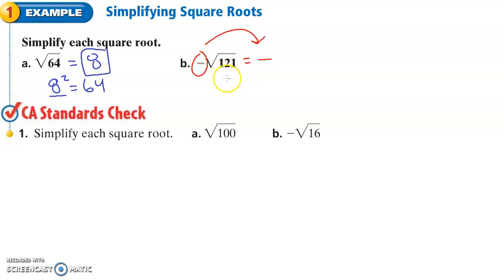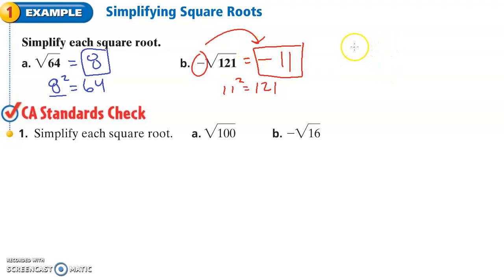So what is the square root of 121? Well, 11 squared is the same thing as 121. So the square root of 121 is going to be 11. And our answer is going to be negative 11. Now, I said that we're supposed to keep the negative sign in front. Well, why is this the case?